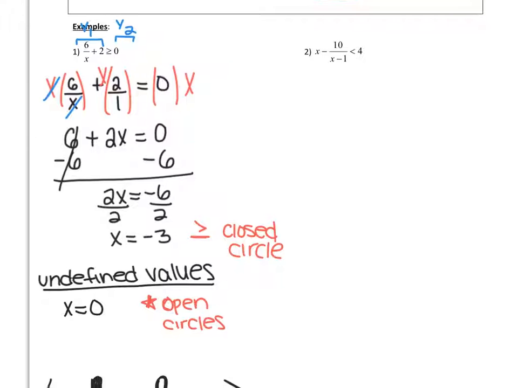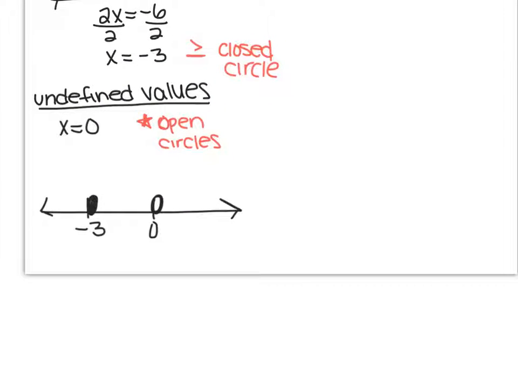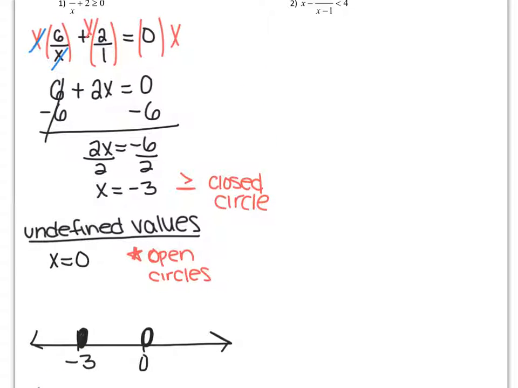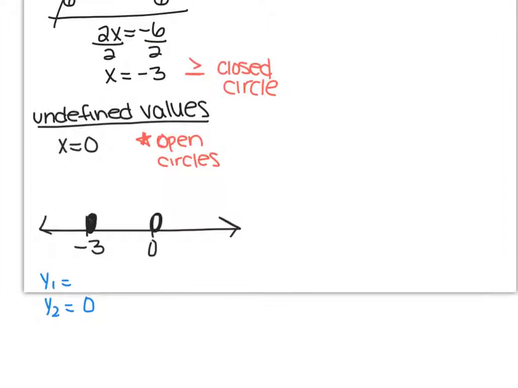So I'll even write it here. So for y2, we're going to put 0. And for y1, we're going to put 6 over x plus 2. And then you're going to look at the table of values. So you'll have x, y1, and then y2.